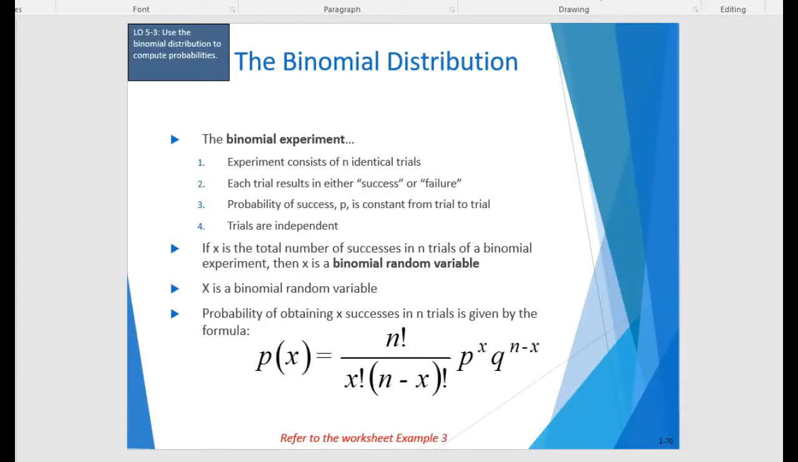Hey guys, welcome back to Chapter 5 and 6, Discrete and Continuous Distributions. In this video, we're going to cover the binomial distribution and the normal distribution.